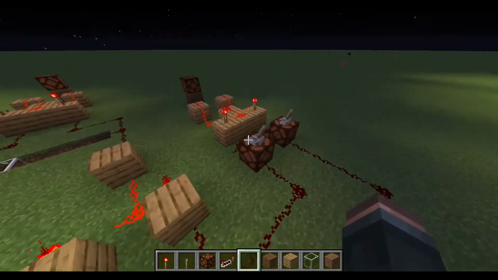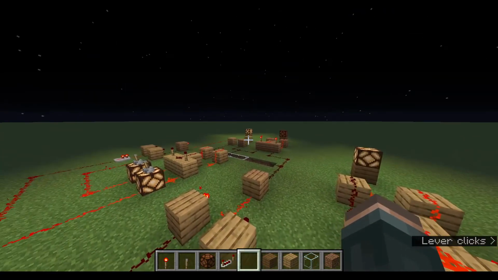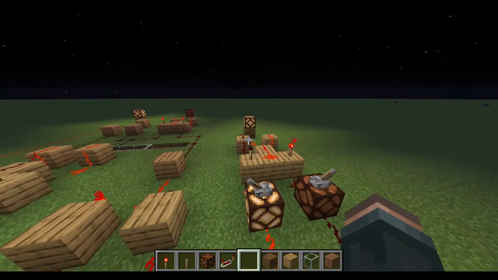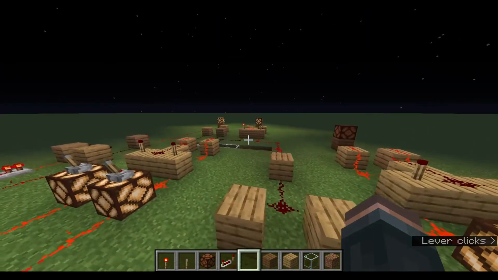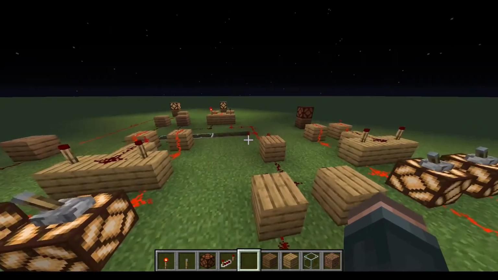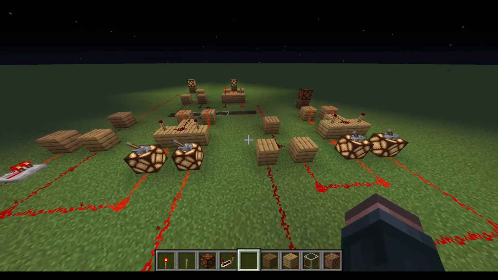2 plus 2 plus 1 is 5. 1, 0, 1 is 5 in binary. And 2 plus 2 plus 1 plus 1 is 6. 1, 1, 0. So we can count all the way to 6 with our adder.